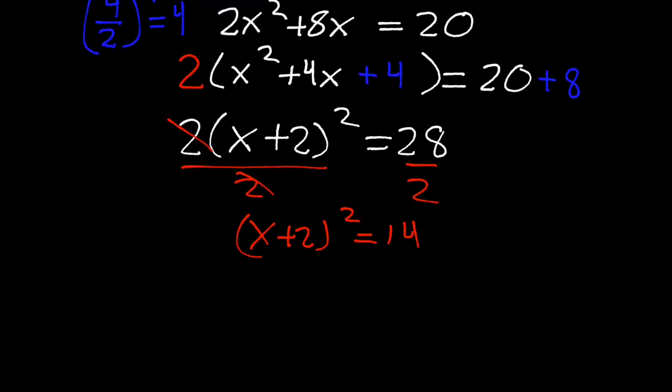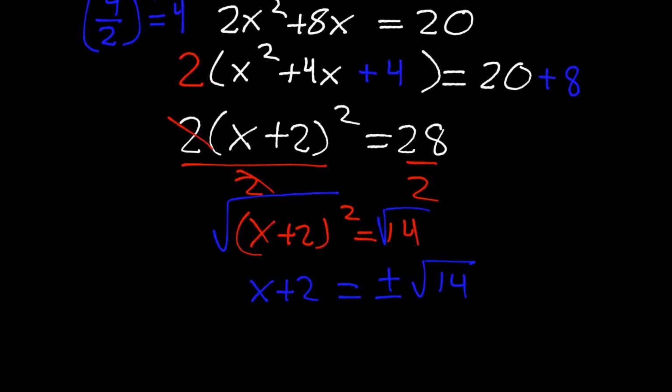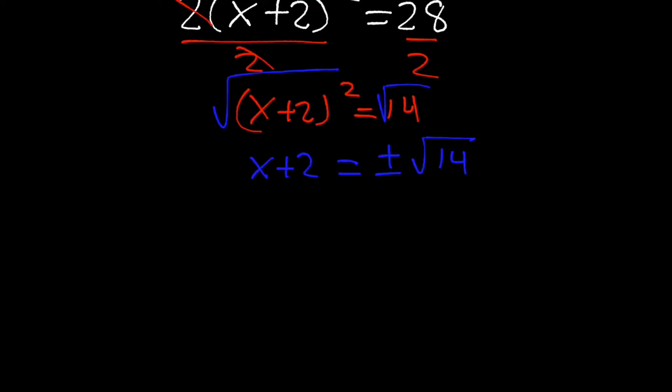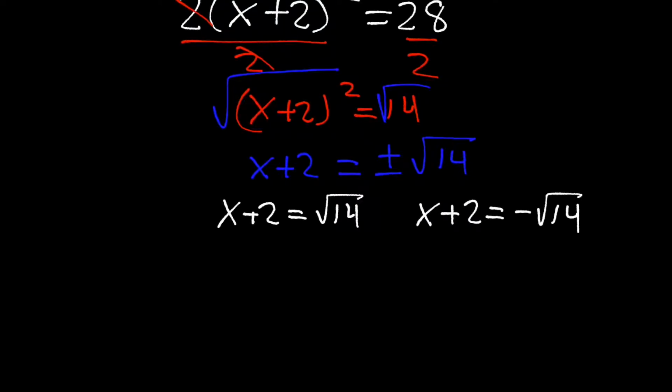We're going to take the square root of both sides. That's going to give me x plus 2 equals the positive or negative square root of 14. And we can't simplify the square root of 14. There's no perfect squares in it. And then we will set it up as x plus 2 equals the square root of 14. X plus 2 equals the negative square root of 14.